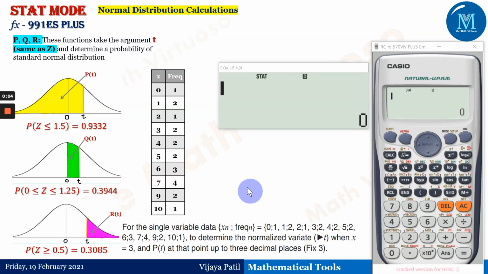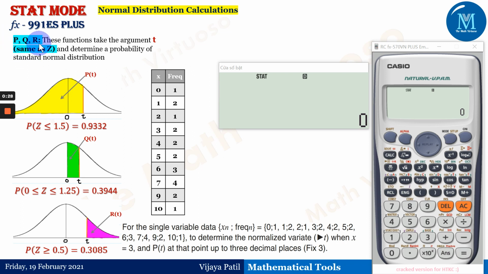Hello and Namaste. In continuation with the exploration of the mathematical tools calculator, we are exploring calculator FX991ES or EX plus. Now, if you'll observe here, this is the agenda for today's session, that is normal distribution calculations through the calculator. First thing, we have to understand the notations from the calculator.